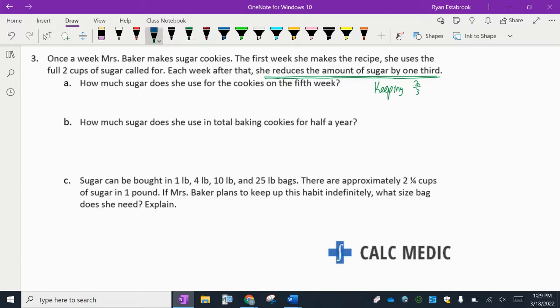So how are we going to answer this first question? How much sugar does she use on the 5th week? I know on the 1st week she's using a full 2 cups. Then she multiplies that by 2/3 to get the 2nd week, multiplies that by 2/3 to get the following week, and so forth. Let's go there directly. This is a geometric sequence, right? Because you're multiplying by a common ratio every time. A sub 1 times r to the n minus 1.